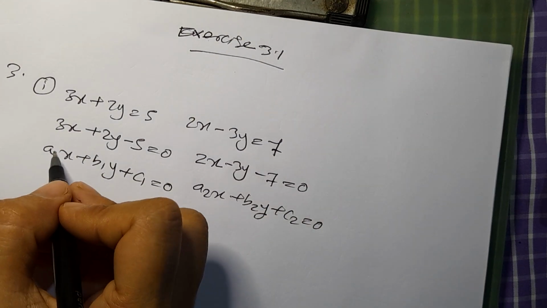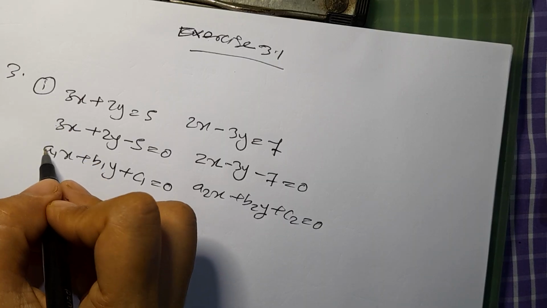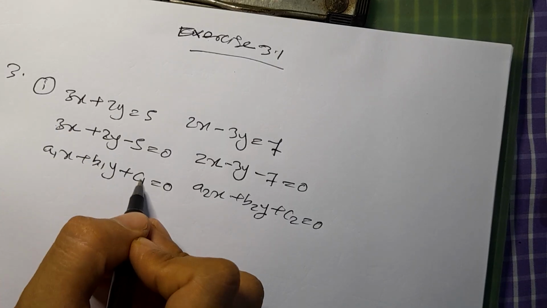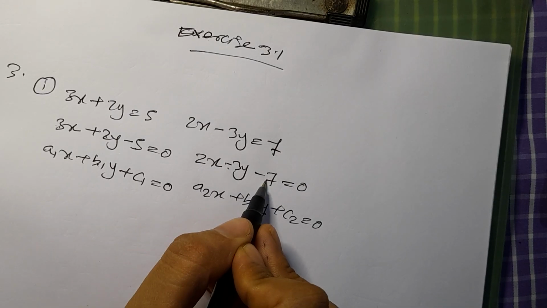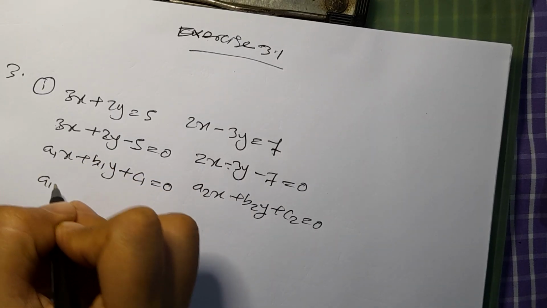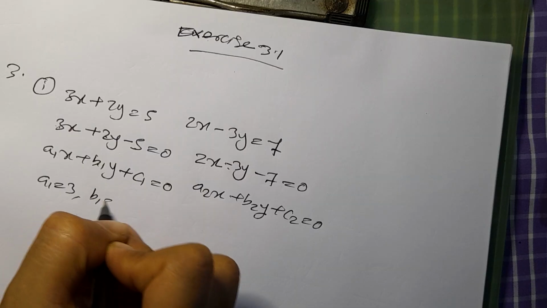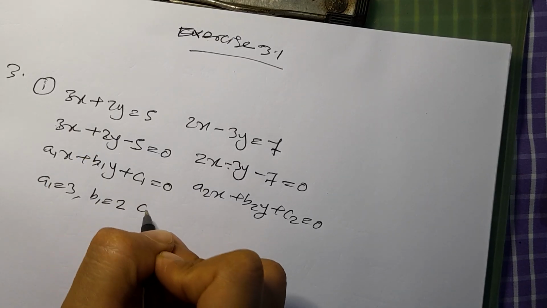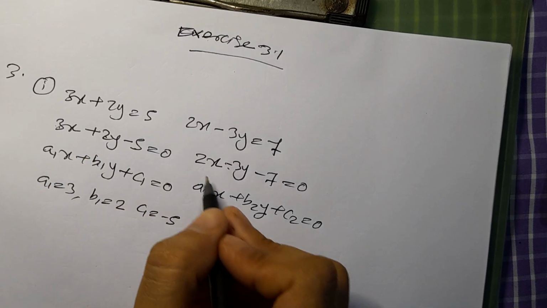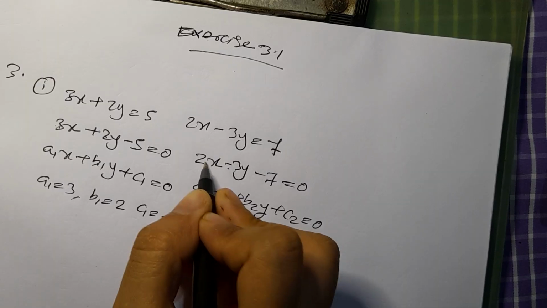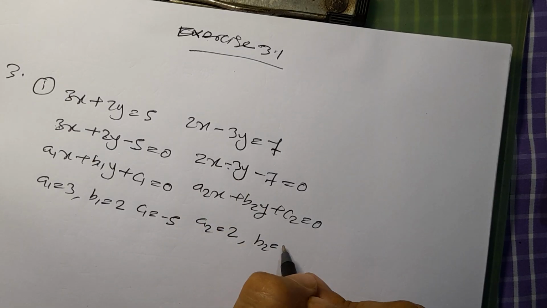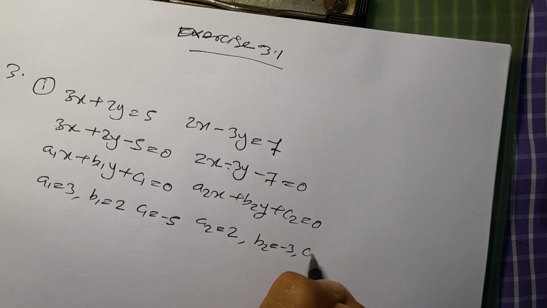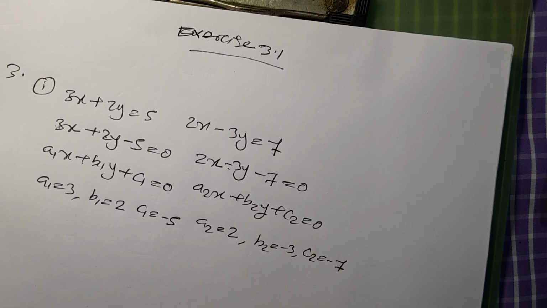Now compare with the equation. a1 will be in front of x, so this and this will be equal, this and this will be equal. This is the value of a2, this is the value of b2 and this is the value of c2. So a1 will be 3, b1 equal to 2 and c1 equal to minus 5. That is, a2 equal to 2, b2 is equal to minus 3 and c2 is equal to minus 7.